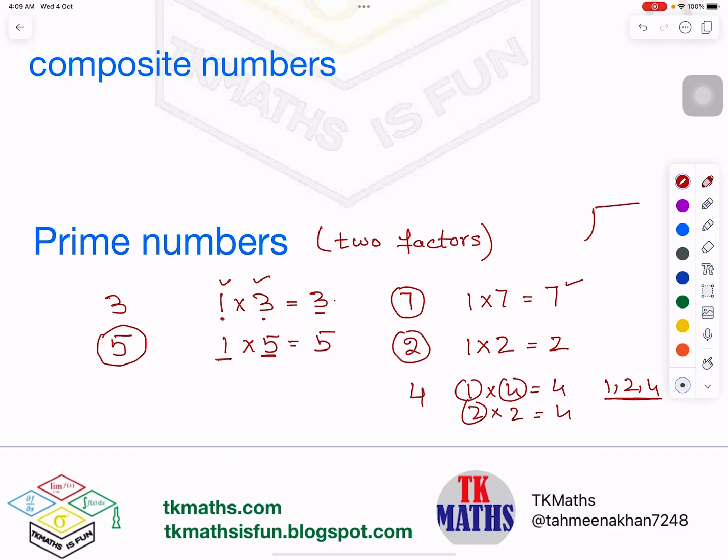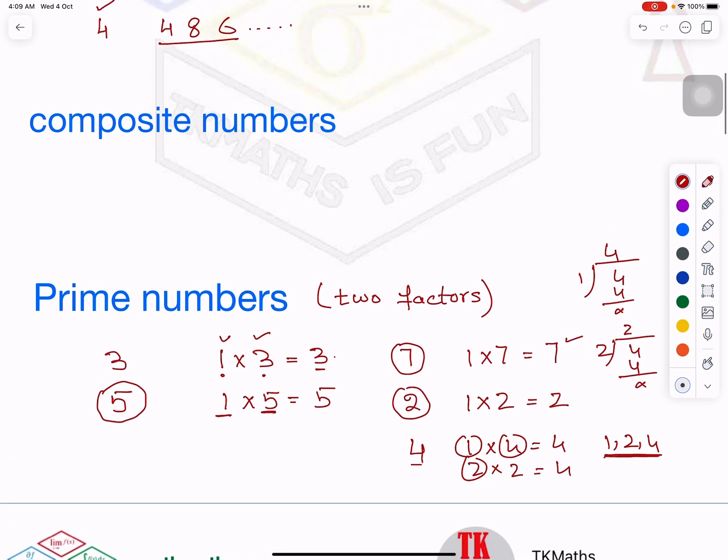Yes or no? If I divide 4 by 1, 1 times 4 is 4. Or if I divide 4 by 2, 2 times 2 is 4. So there are more than 2 factors of 4. But a prime number has only 2 factors. So if somebody asks you which is the even number which is also a prime number, the answer is 2. The only even prime number is 2.